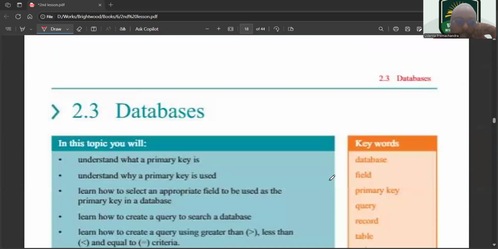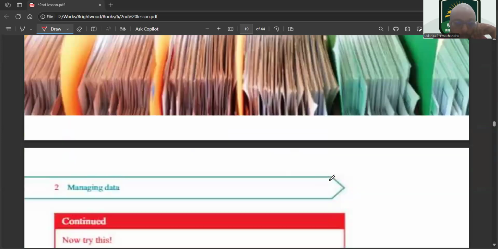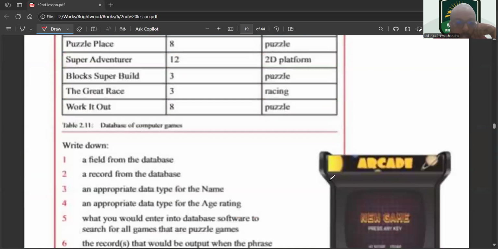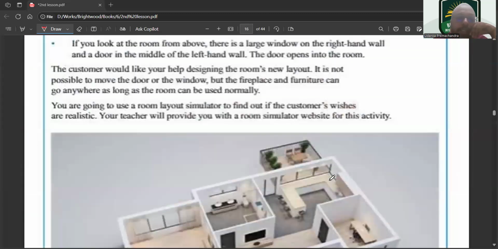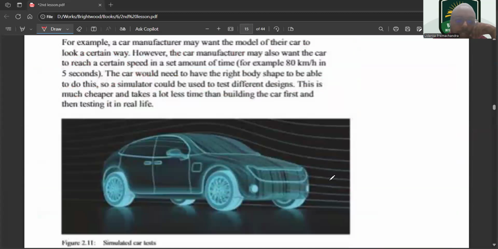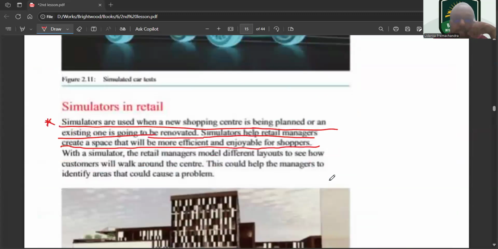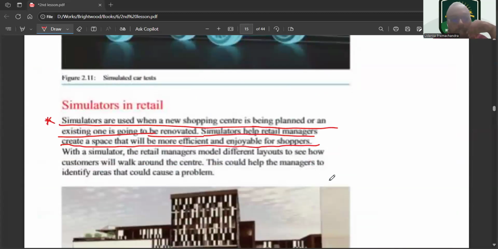After that, we will move on to databases the next day. The database is very important. We will discuss what the primary key is, what the foreign key is, and other things. So finally, we discussed simulators as a prototype model shown to customers before introducing the real one. I think it's almost time up for today.